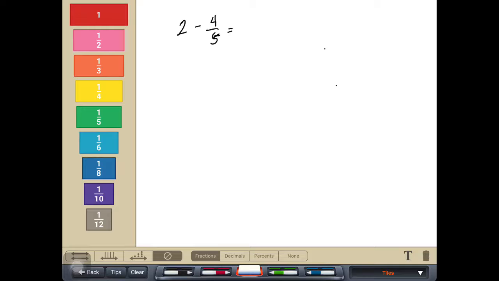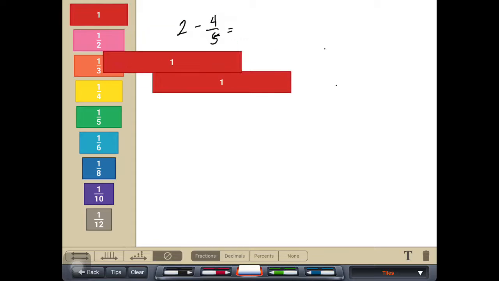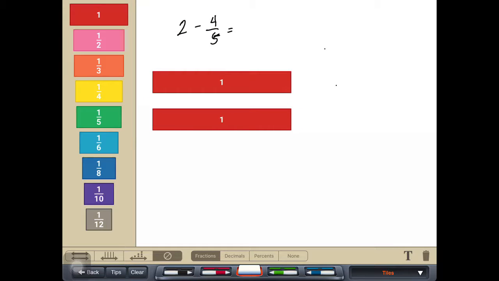So I would have to subtract 2 wholes and 4/5. So I would have to turn one whole into fifths. Let's regroup that into a fractional part that has the same denominator as the fraction that we are subtracting, and subtract 4 parts from it. So 1, 2, 3, 4.